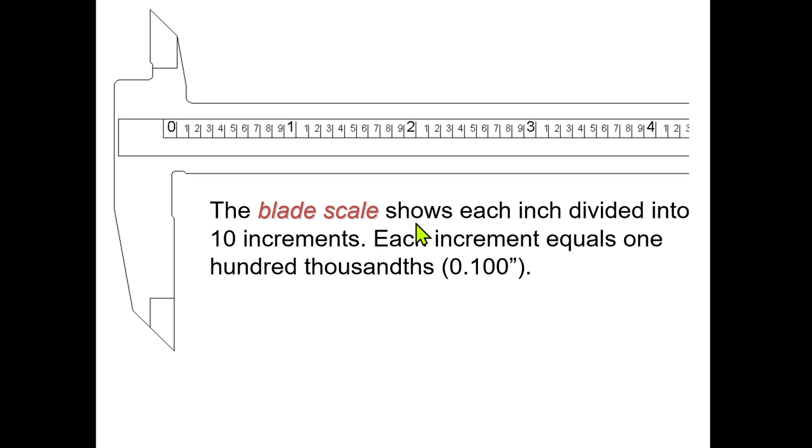The blade scale shows each inch divided into 10 increments. Each increment equals 100 thousandths of an inch. So that's a lot like a micrometer. Each of these numbers indicates 100 thousandths of an inch. So here's 100, 200, 300, 400, 500 thousandths or half an inch, 600, 700, 800, 900 thousandths of an inch, or 1,000 thousandths of an inch, which is 1 inch.